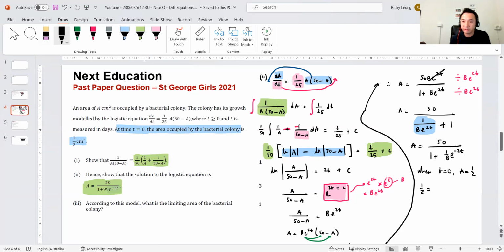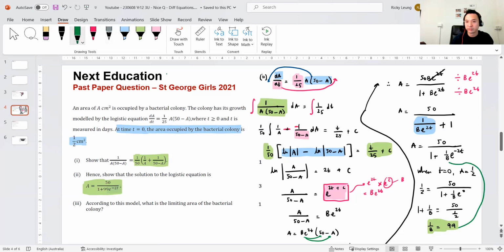So half equals 50 over 1 plus 1 on B. Guys, E to the power of 0, that goes away. So I switch it around: 1 plus 1 on B equals 50 on a half. And what's that? 99. So 1 on B is 99. So I don't need to make B the subject, because it's 1 on B. I don't need to make B and then reciprocate it, because right now, 1 on B is 99. Let's pop that into here.